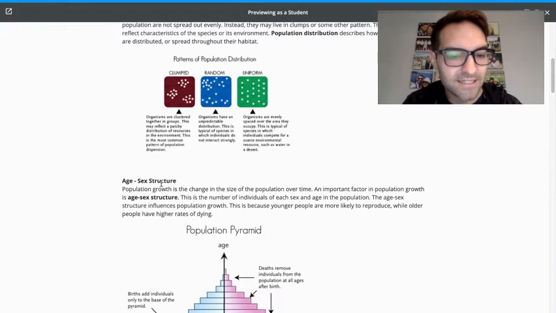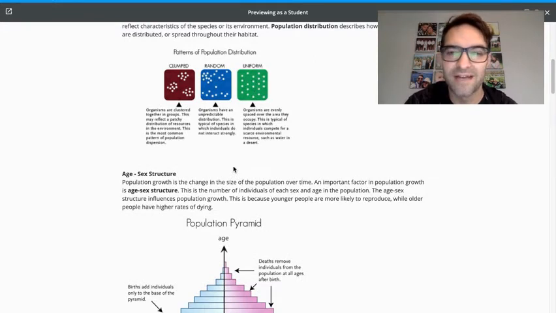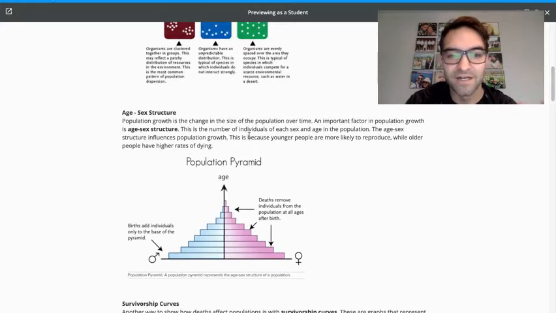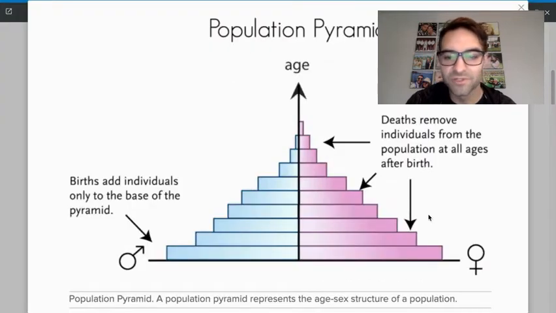Then there's the age sex structure, and this is really looking at the makeup of the population, and what does the overall population look like as far as male and female, but also numbers by age. And so looking at this, again, feel free to read these and summarize it in your notes. But this diagram is really the most important part to understand. What this is showing is, the longer the bar, the higher the percentage. And at the bottom here is also going to be younger, right? So age is going up. As you get older, the age is going up.